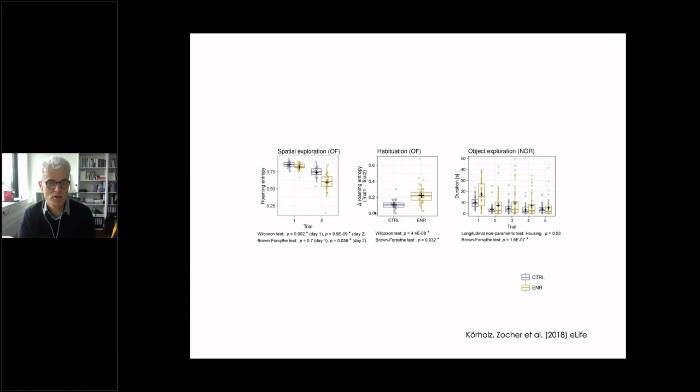And you can see that the variance in the enriched group here, in the second trial in the spatial exploration, becomes larger. And also the range of how well they habituate to the object exploration. There's an effect on both the mean and on the variance.